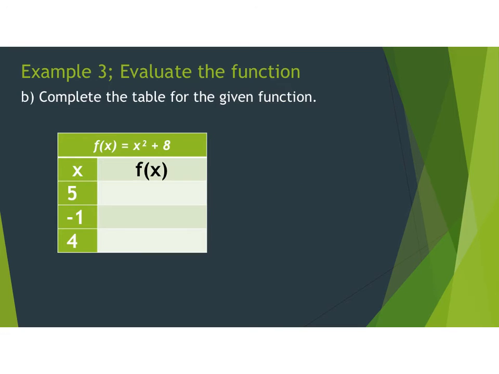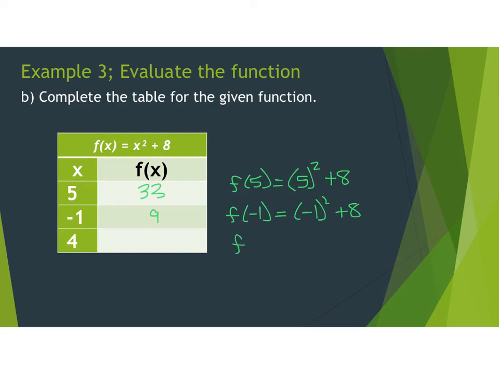This next example, we're literally doing the exact same thing for this function. So if we put in 5, f of 5 equals 5 squared plus 8. 5 squared is 25, plus 8 is 33. Then we're putting in negative 1. Negative 1 squared plus 8. Negative 1 times negative 1 is positive 1.